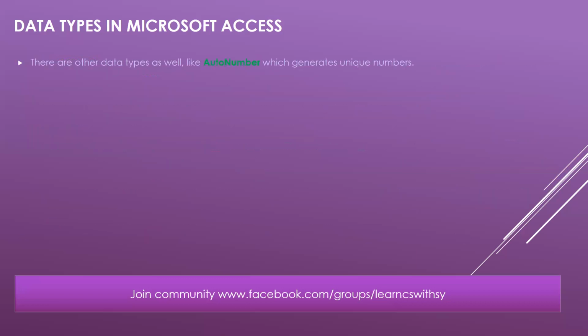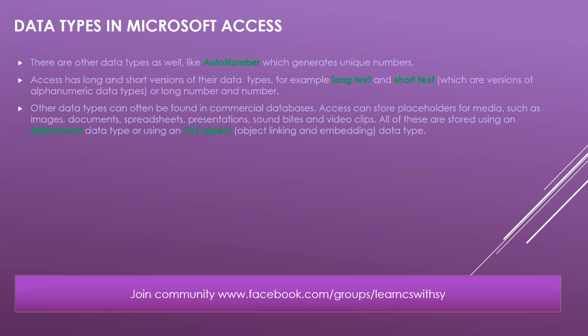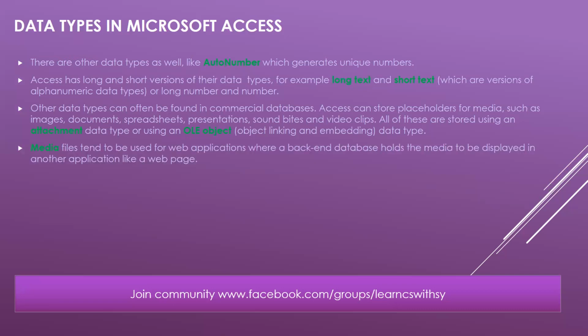Along with what we have discussed, there are a few other data types that are used in Access, and another one is auto number. As the name implies, it is going to generate numbers automatically, which are always going to be unique. Along with that, Access also gives us the facility of using long text and short text, which are basically the extended versions of your text data type. We also have the OLE object, which is meant to store object linking and embedding values.